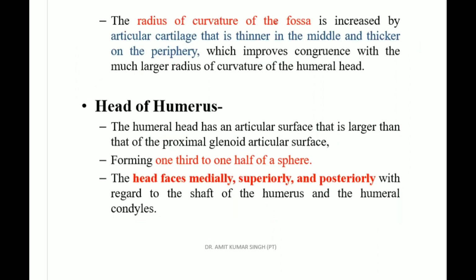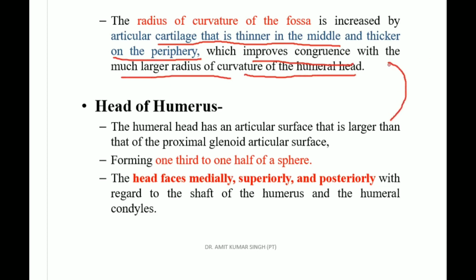Next, the radius of curvature of the fossa is increased by articular cartilage that is thinner in the middle and thicker on the periphery, which is going to improve the congruence with the much larger radius of curvature of the humeral head. What does it mean? If you see, this is the glenoid fossa, and here will be the head of the humerus. What they are trying to say is that the radius of curvature of the fossa will be increased by articular cartilage that will be thin in the middle part and more thick on the periphery, so it can stabilize the head of the humerus properly.